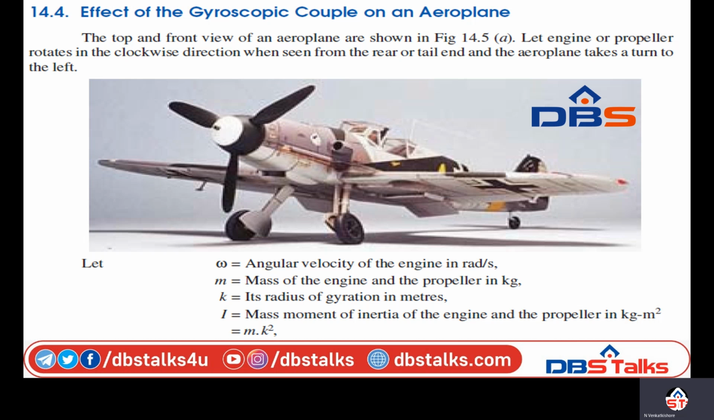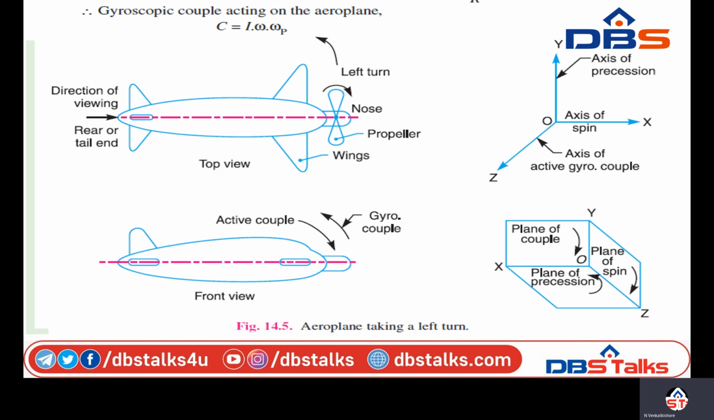The gyroscopic couple is equal to I omega omega p. For any model, any vehicle, or any component, the gyroscopic couple acting is always more or less the same formula, that is couple is equal to I omega omega p. So during the different types of turnings, that is left turn and right turn, we will discuss how the propeller will rotate, or how the wings are to be operated. These are the things we are going to discuss.